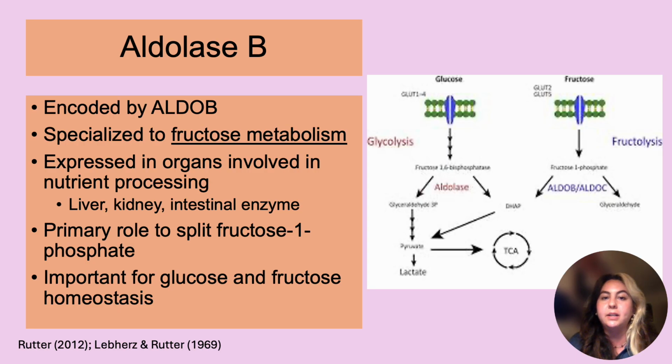And in this case, that product, DHAP, can either enter directly into the glycolytic pathway to produce energy, or it can move into the gluconeogenic pathway to produce glucose. And then that glyceraldehyde product can be converted into G3P to be used in energy pathways. So, due to this, that puts aldolase B pretty much directly at the crossroads of glycolysis and gluconeogenesis, which in this case is going to make it important for glucose and fructose homeostasis.